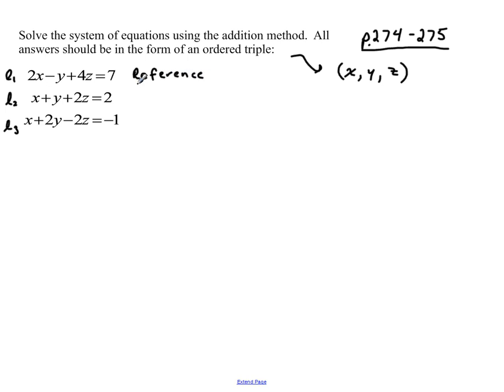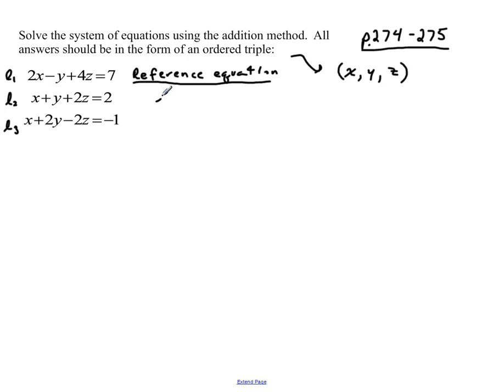And I ask myself, if I take my first equation, what could I do to get rid of one of the variables in equation number 2, let's say? Well, let's look this over. We've got 2x and x. We've got negative y plus y, 4z plus 2z, and 7 and 2. Well, it looks like right away, if I were to add equation 1 and equation 2, y would drop right out. So let's write that down.